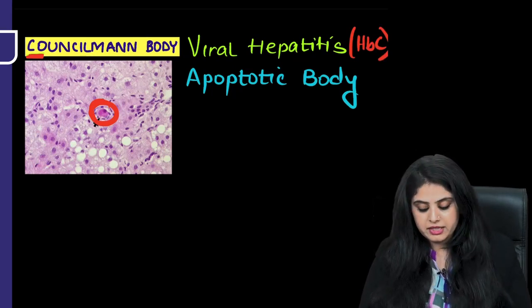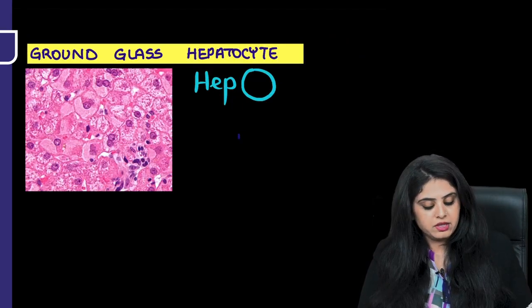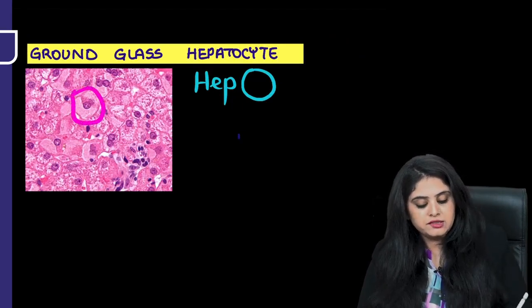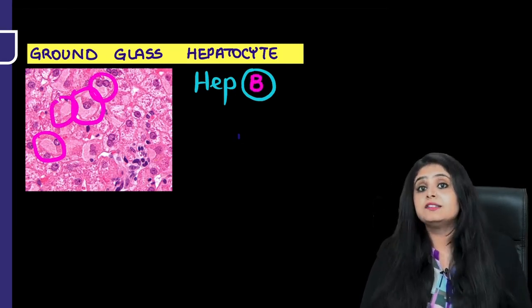That is Councilman body. If I ask you the next, which hepatitis shows you ground glass hepatocytes? Ground glass means, can you see, it's homogeneously pink, all glassy, washed out kind of pink, like ground glass, very commonly seen with hepatitis B.